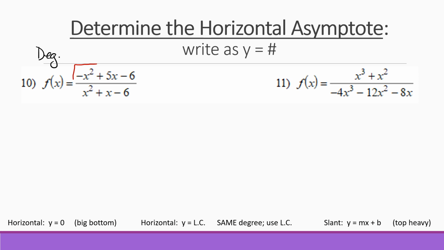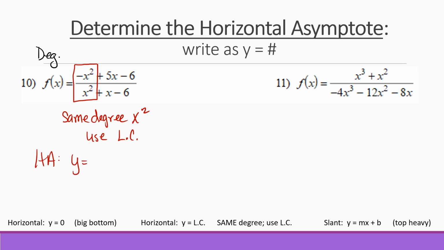I notice the first terms in the numerator and denominator are already there with the largest exponent. They have an equal degree. They are both x squareds. So in this case, we are going to use the leading coefficients. So my horizontal asymptote is going to be y equals the leading coefficient of the numerator, which is negative 1, divided by the leading coefficient of the denominator, which is 1.